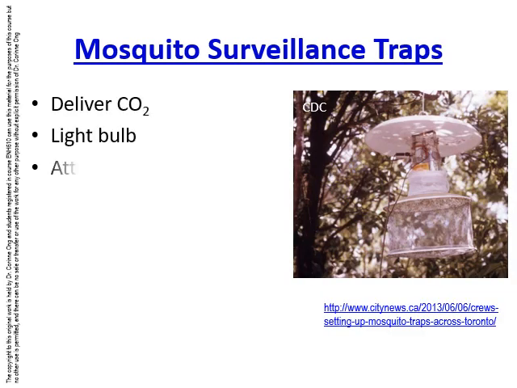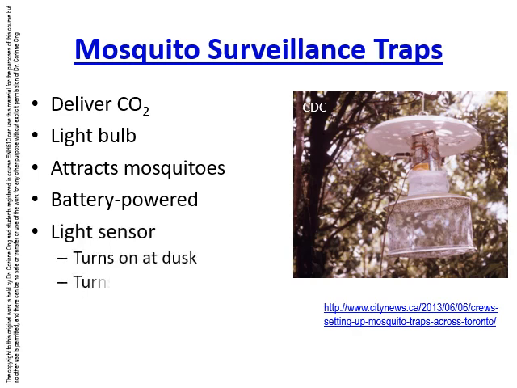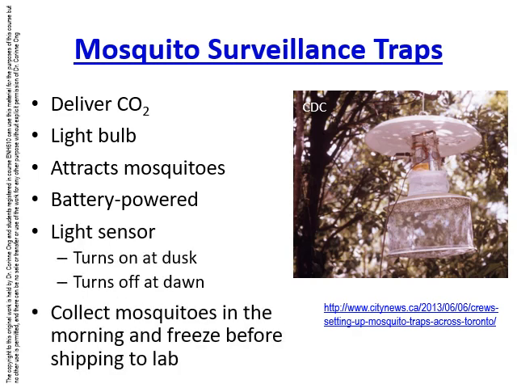Some of you might have participated in mosquito surveillance during the summer and seen these traps. They don't all look alike, but essentially they have a source of carbon dioxide, usually in the form of dry ice, as bait for mosquitoes. The mosquitoes are also attracted to light, and there is a battery-powered light bulb which has a sensor that automatically turns it on at dusk and off at dawn. Trapped mosquitoes are usually collected in the morning, then frozen to kill them before being shipped off to the labs for testing.